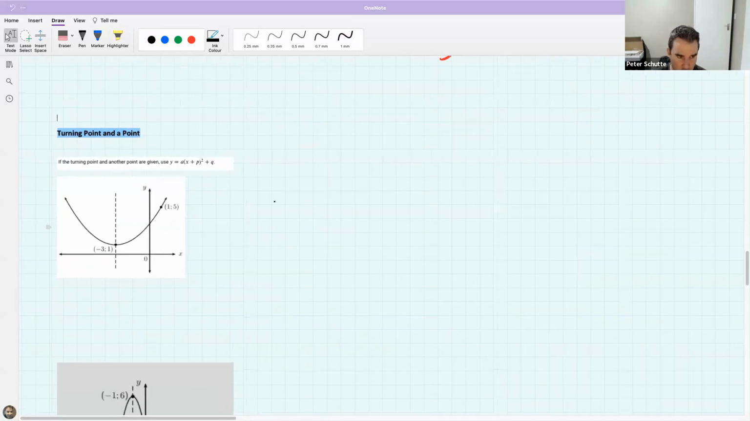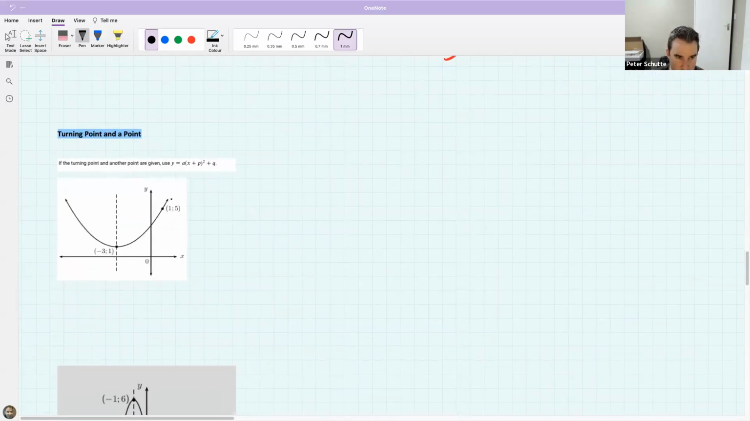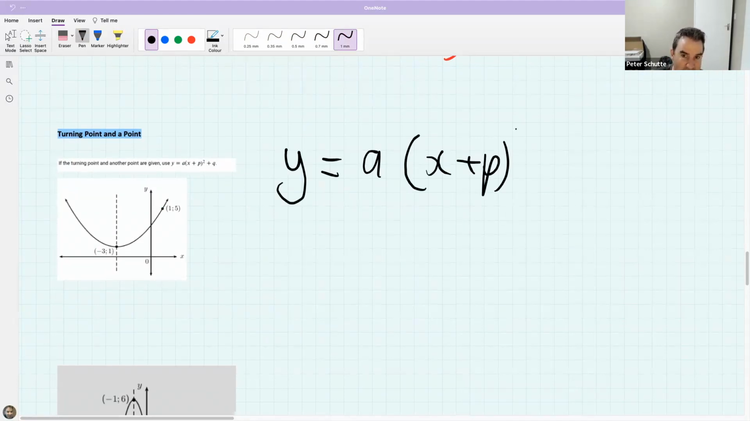If they give you a drawing and the drawing only has 2 points, you may be saying, well, how do I figure out the equation of this parabola? But if one of the points is the turning point, then you are in business because the turning point makes life easy. So in this example, I need to find what A is, what P is, and what Q is. And if I figure out those 3 things, I can figure out the equation of this parabola.